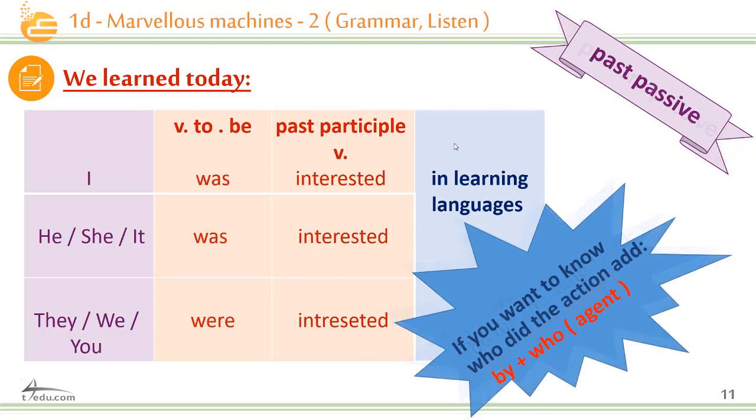Now, let's see the past form, or the past passive. We say, I, the verb to be is in the past, was, he, she, it, was, they, we, you, were. So, was and were are the past forms of the verb to be. And then we have the past participle, interested in learning languages. Very good. Excellent.